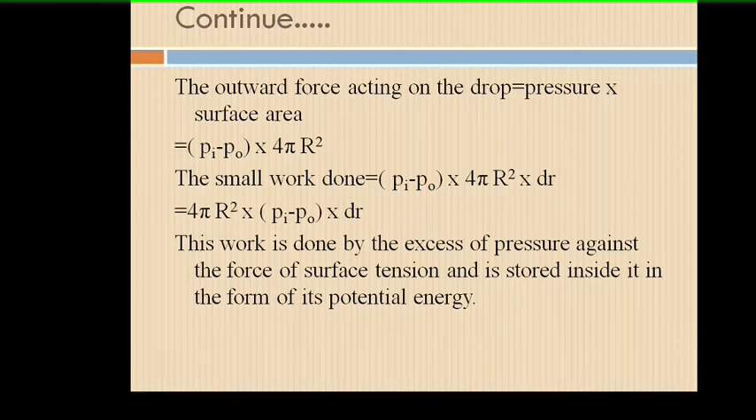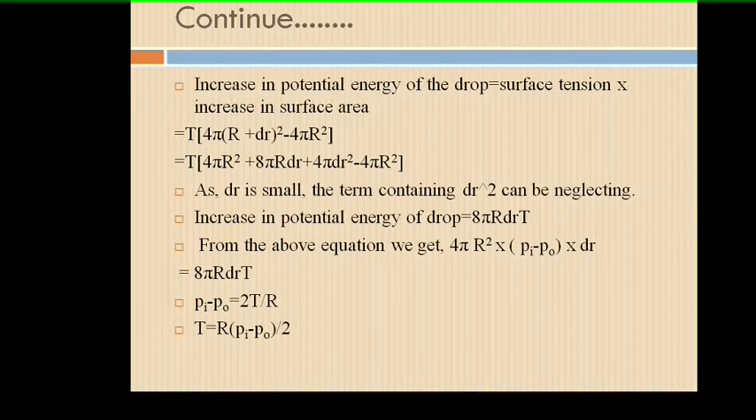So this work done will be excess pressure into surface area into dr. So the equation becomes 4 pi r square into Pi minus Po into dr. This work is done by the excess of pressure against the force of surface tension and is stored inside it in the form of potential energy. So this increase in potential energy of the drop is equal to surface tension into increase in surface area.